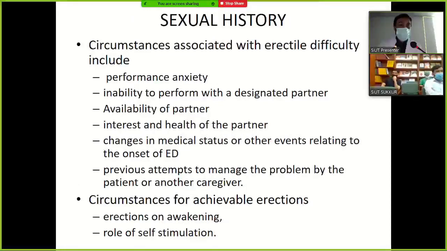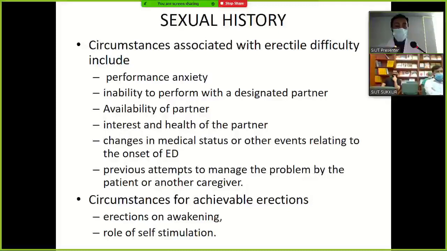Sexual history: two circumstances should be asked. The circumstances associated with erectile difficulty, which include performance anxiety, inability to perform with designated partner, availability of partner, interest and health of partner, changes in medical status or other events relating to onset of ED, and previous attempts to manage the problem by the patient or another caregiver.